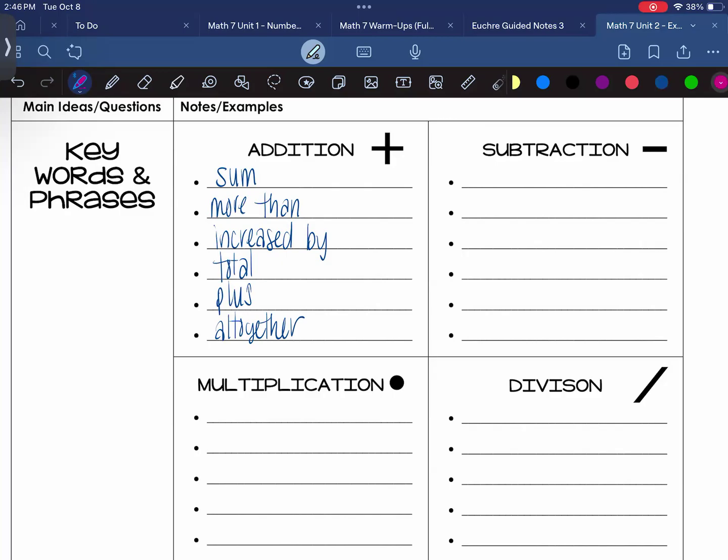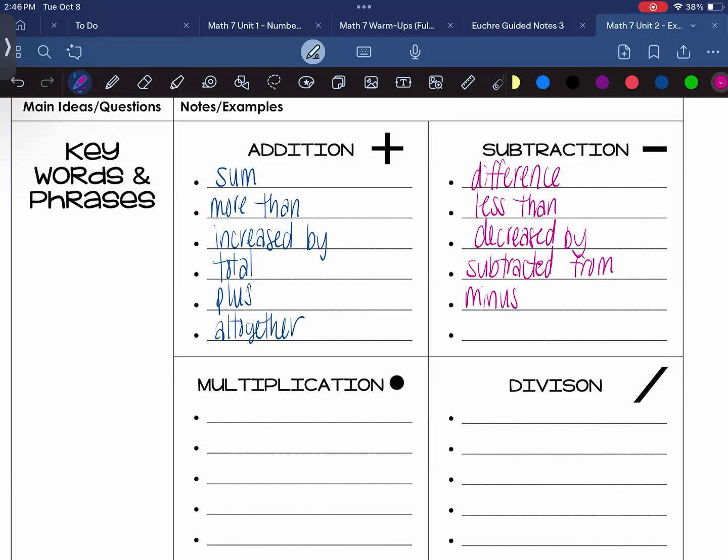For subtraction, we have difference, less than, decreased by. We have subtracted from. Sorry, it's kind of sloppy. I'm just going pretty quick. Minus.